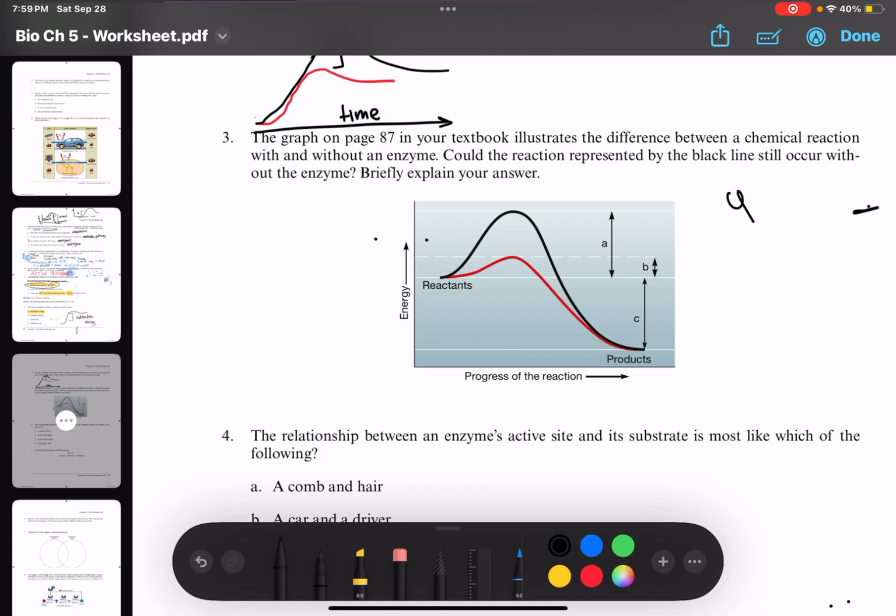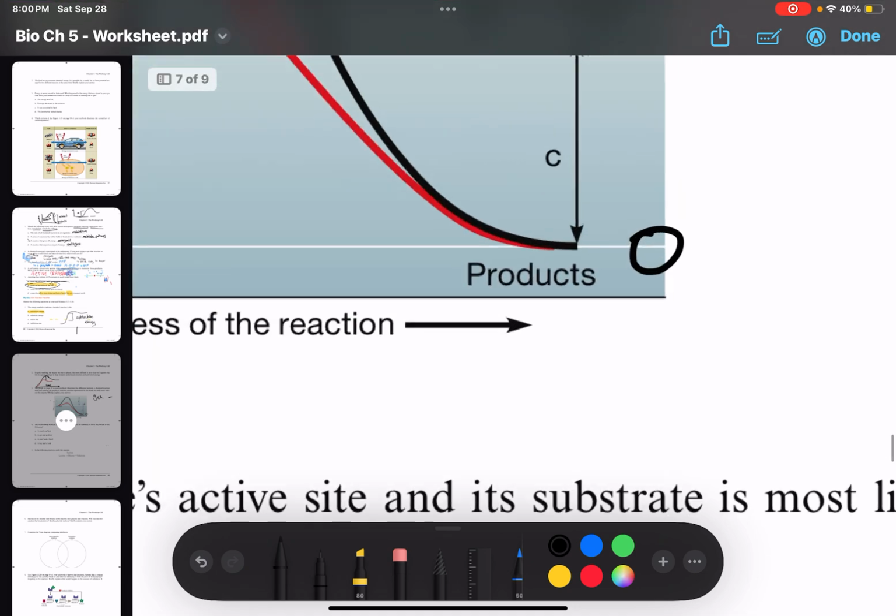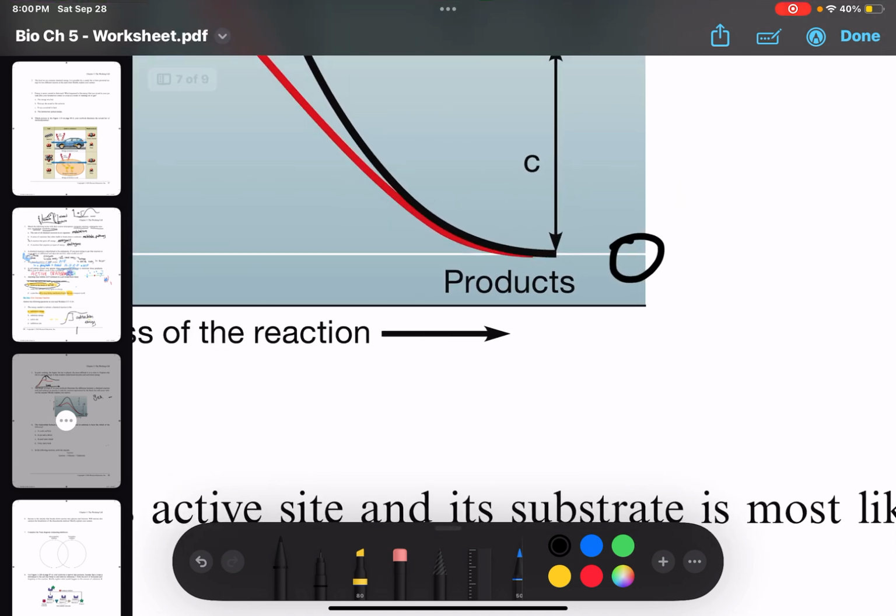But how so? The best way to know if a reaction occurs is to look at the product stage. If the product occurs, if this line reaches the product line, this white line right here, let me zoom in. If the line of this graph reaches the white line, that means products are going to be made no matter what. Sure, it will require more energy for that reaction to occur, but it's going to happen. So that's why, yes, it will always happen.